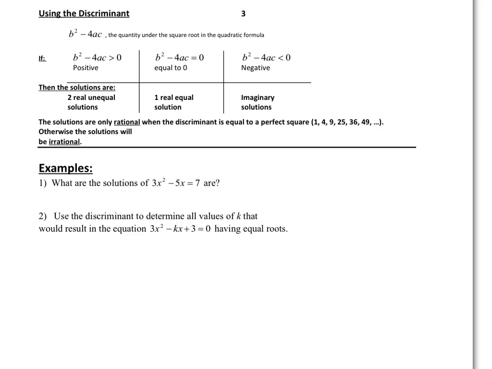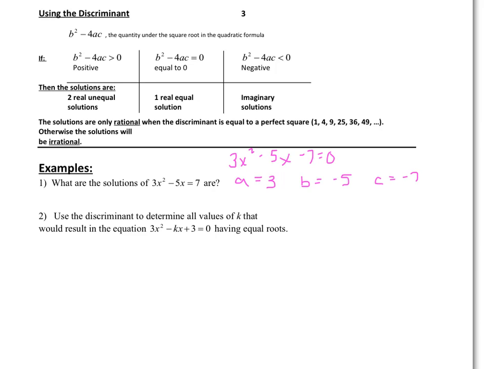So, if I want to figure out the answer to the first question, what are the solutions of 3x squared minus 5x equals 7? So first I want to set it equal to 0. Every quadratic you always want to set equal to 0. So 3x squared minus 5x minus 7 is going to equal 0. So here my a is going to be 3, b is negative 5, and c is negative 7.